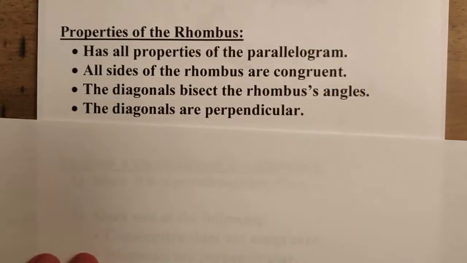All the sides of the rhombus are congruent. The diagonals will bisect the rhombus's angles. That's something I did show here, right? We can show that the pair of green angles and the two black angles up there are congruent. And also the diagonals are perpendicular. So keep these last two in mind because these are going to be really important for rhombuses.